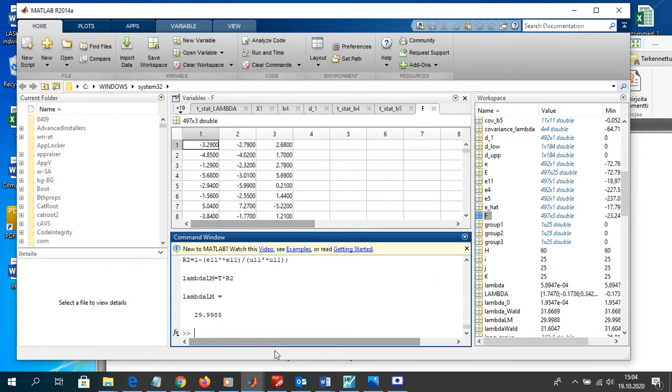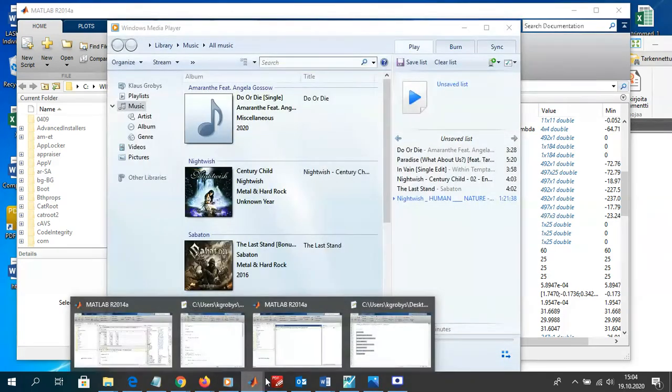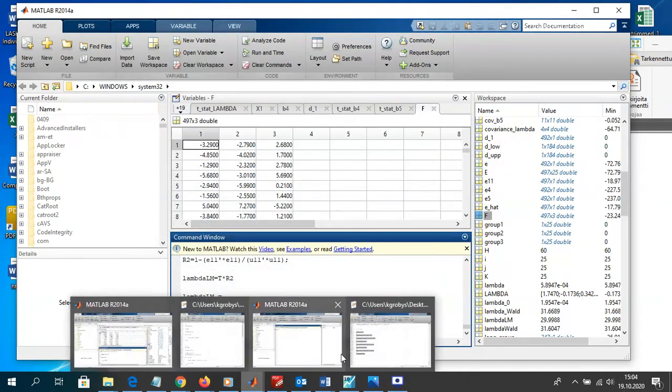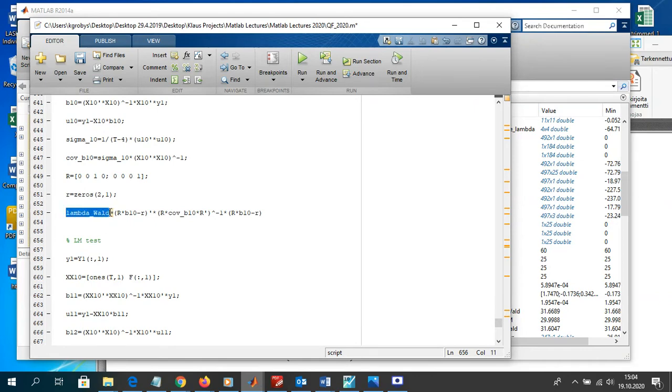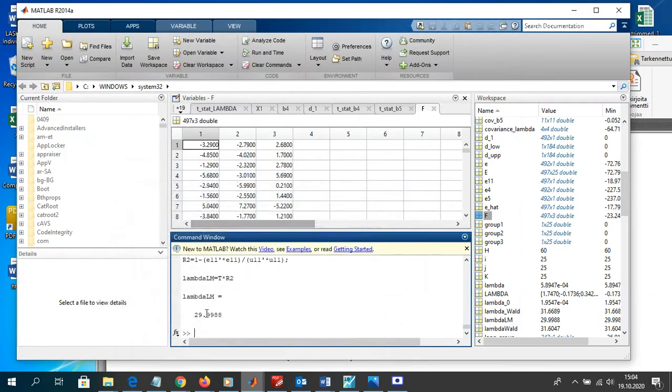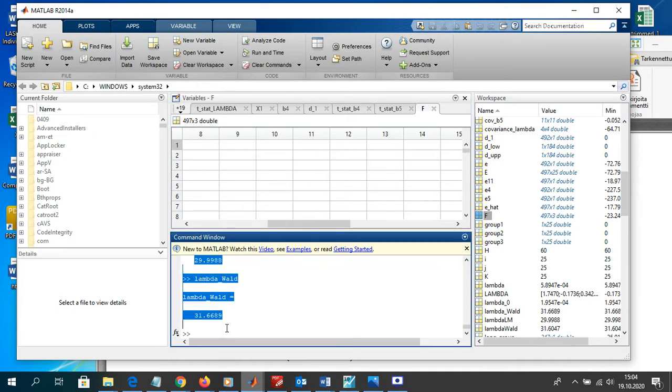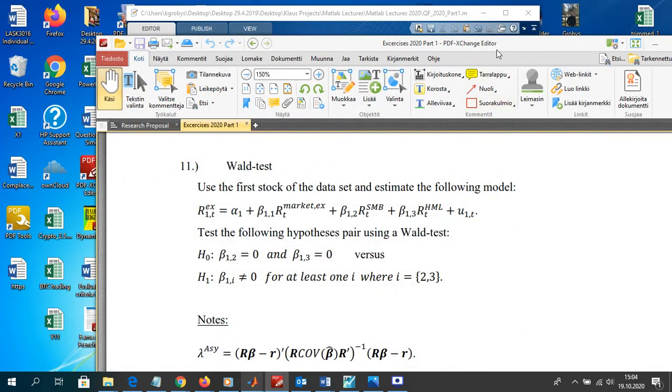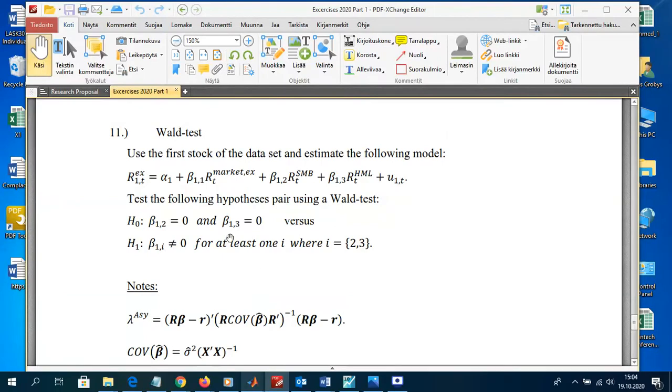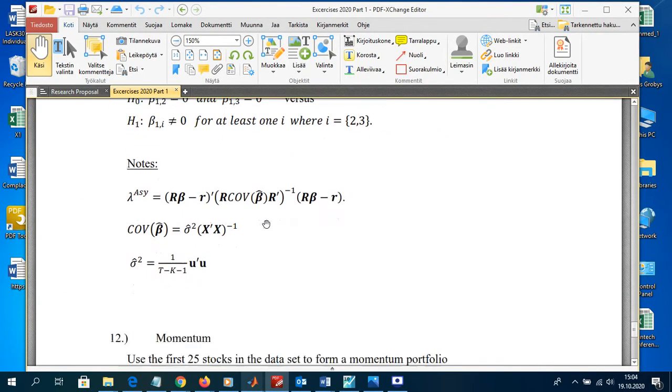So we come to the same conclusion as we came when using the Wald test. Let's just copy it one more time here. The LM test was 30, and the Wald test was 31.67 in rounded figures. So they are very, very close to each other. And this is also the way it should be, because under the null hypothesis, they have the same distribution. So now you know how to implement the Wald test and the LM test as well.